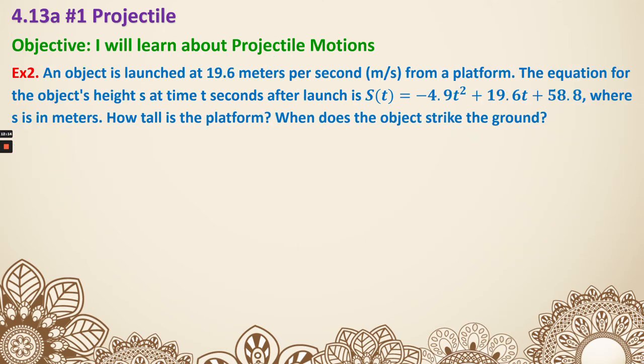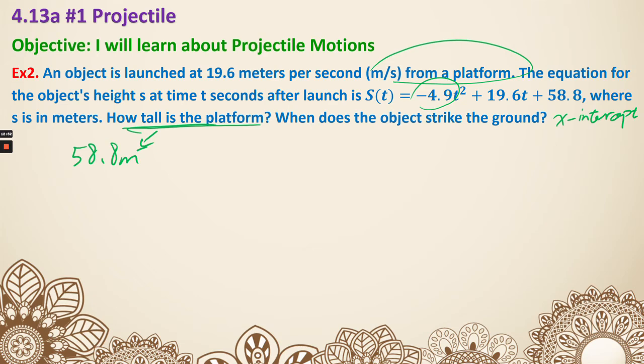Example 2. An object is launched at 19.6 per second. So that's why the formula in this case is going to be negative 4.9. And first it's asking how tall is the platform. Again, that's where we started. It's launched from a platform. So that is going to be 58.8 meters. Next, when does the object strike the ground? Again, that means we are looking for the x-intercept.